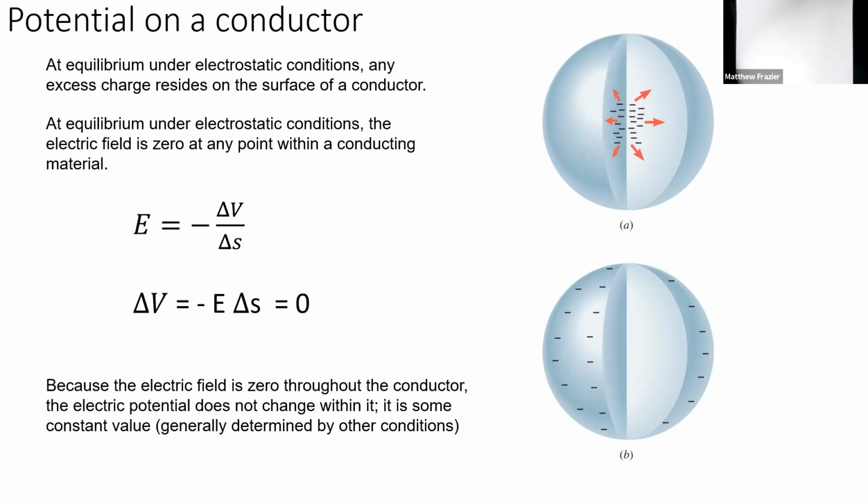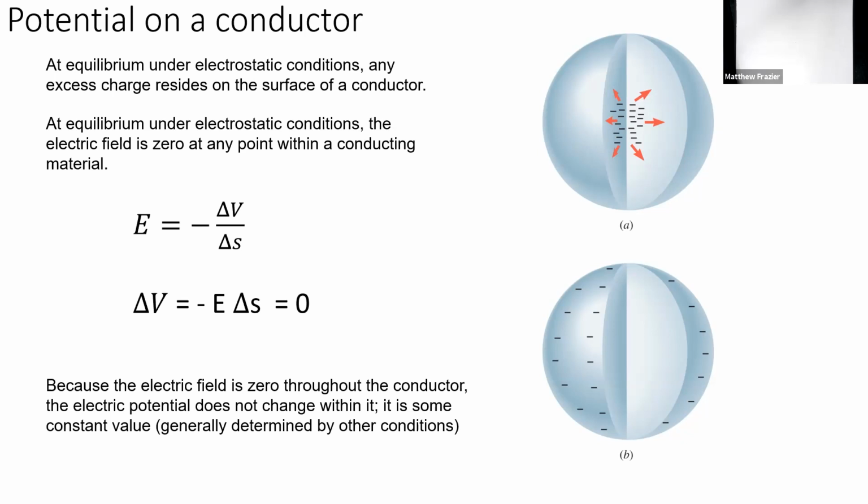Right? So when we start talking about circuits, we're going to have a lot of conductors. And the point of it is that all the conductors that are connected together have the same potential. Now, there's going to be things that are not conductors, and that's where the potential can change.